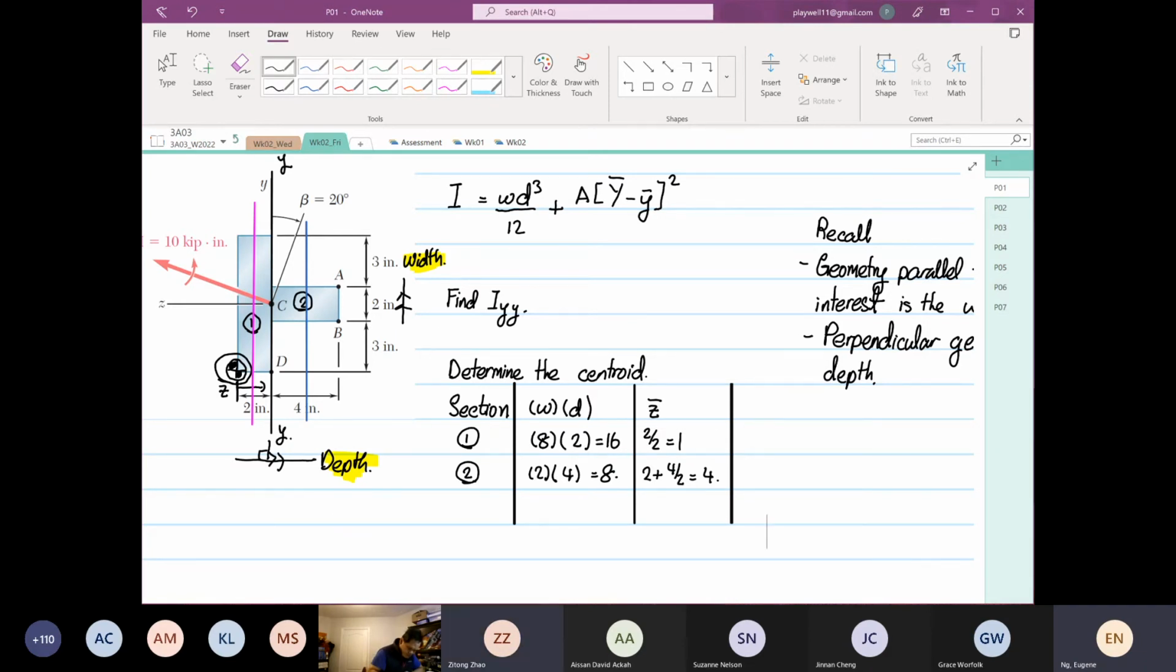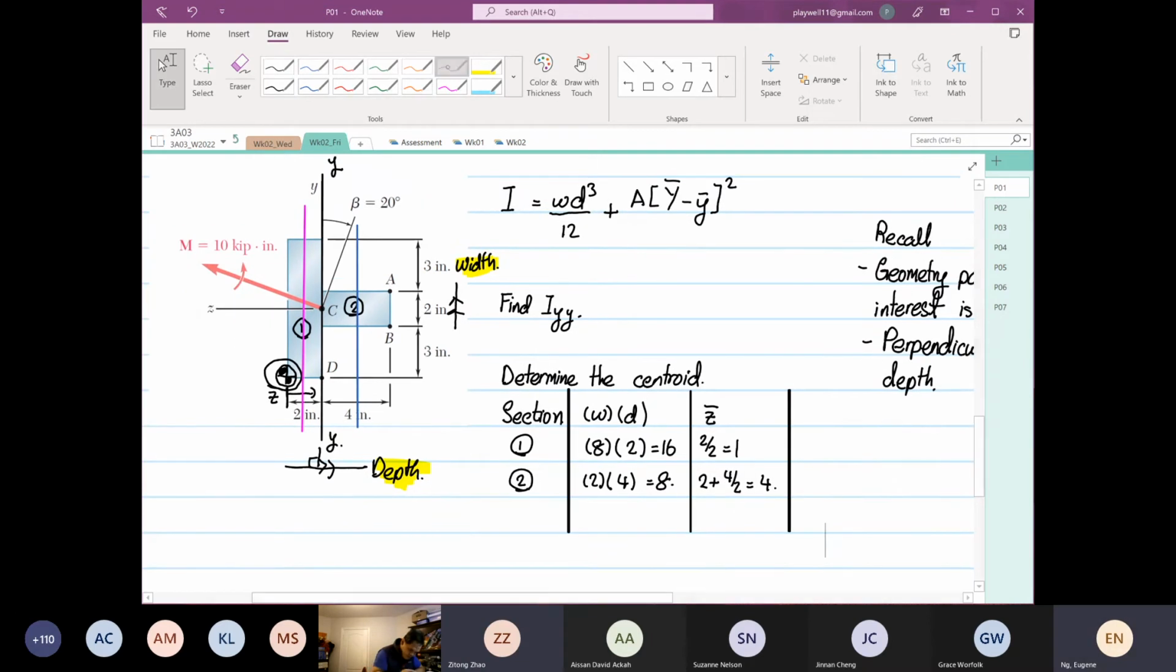So for the first one, it's the distance from here to here. So that is 2 divided by 2. And the next one is this distance over here. So this is 4 divided by 2, which is equal to 2.